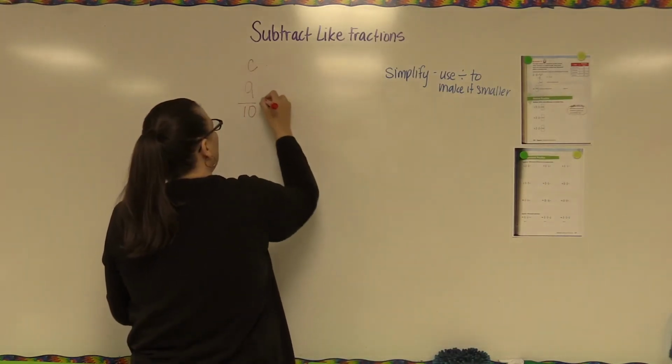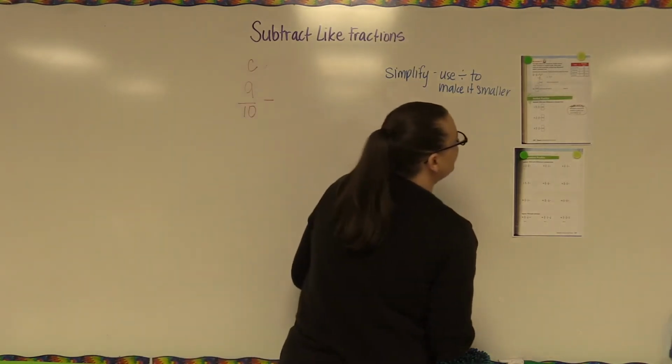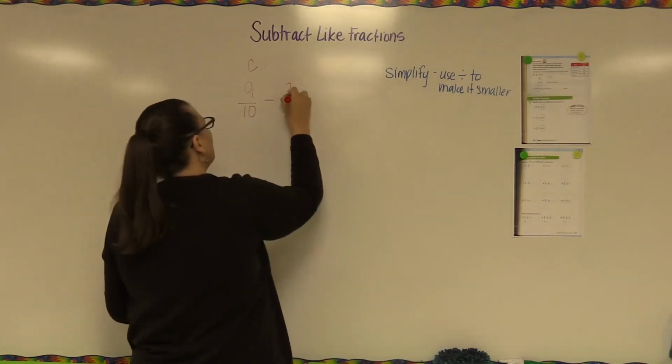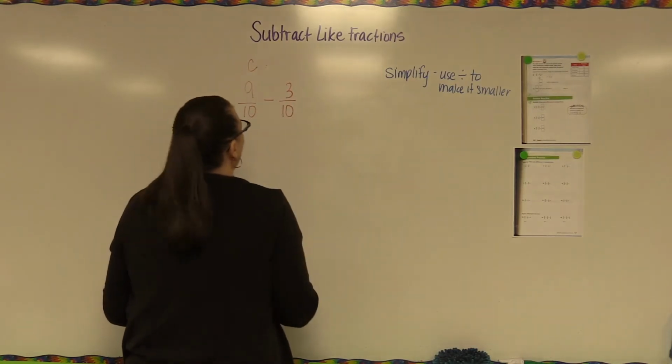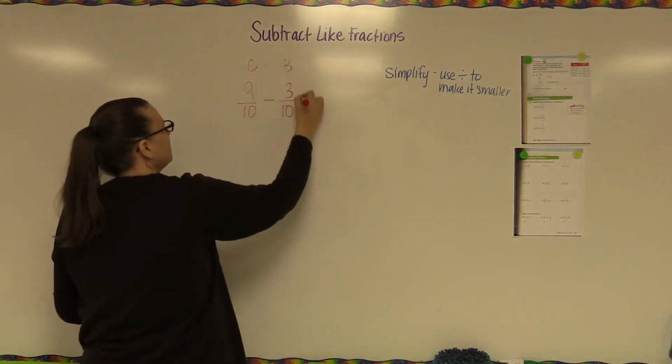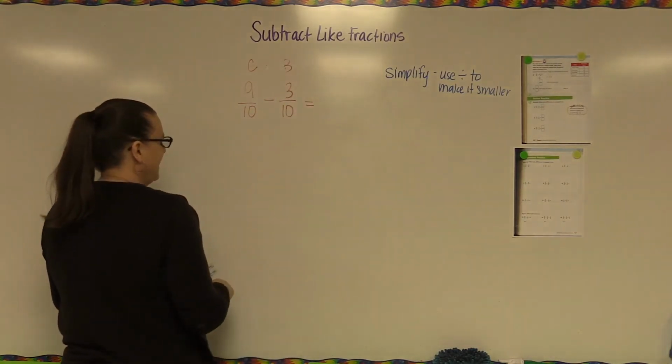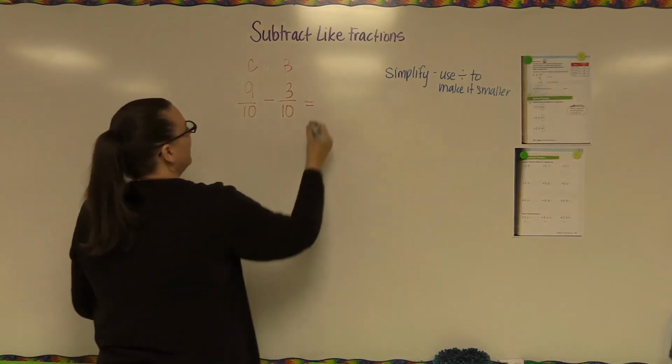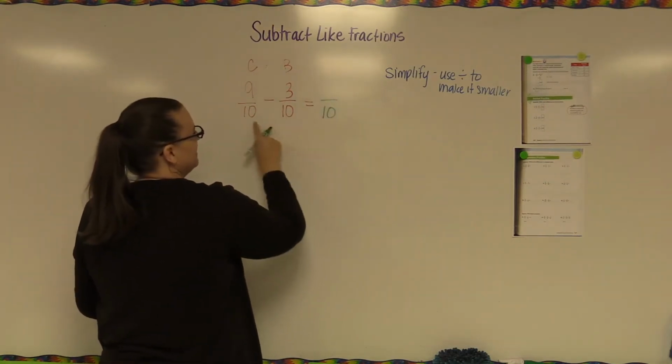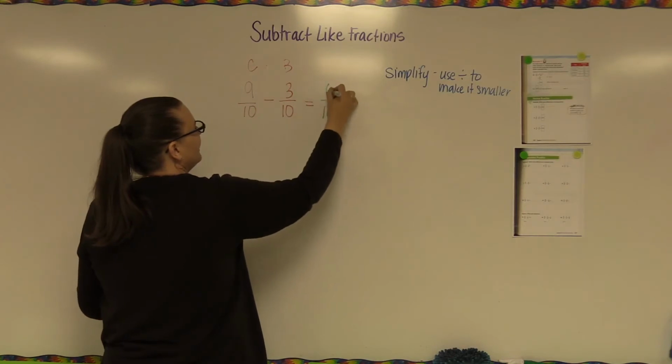Let's see up here. Brushton received 3/10. So when I'm trying to find out how much more, I'm going to be doing a subtraction problem. So 9/10 minus 3/10. Our denominator is going to stay the same. 9 minus 3 is 6.